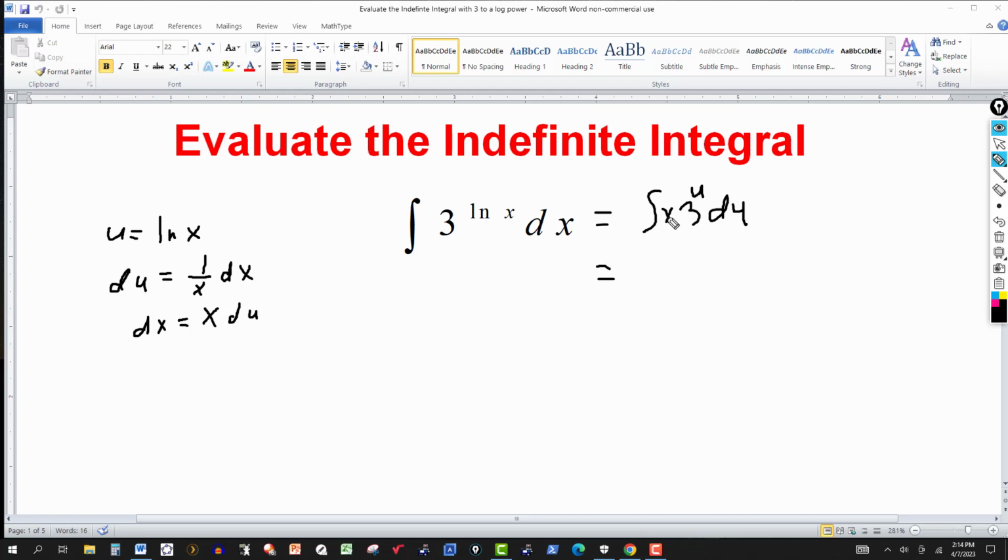We still need to replace the x. So over here we have u equals ln of x. Using your definition of natural log, this is base e, so x should equal e to the u. So this integral can be replaced by x is e to the u, so this will be e to the u times 3 to the u.